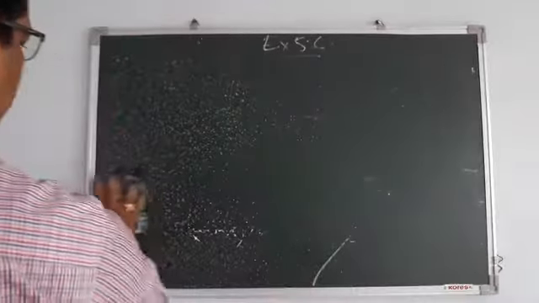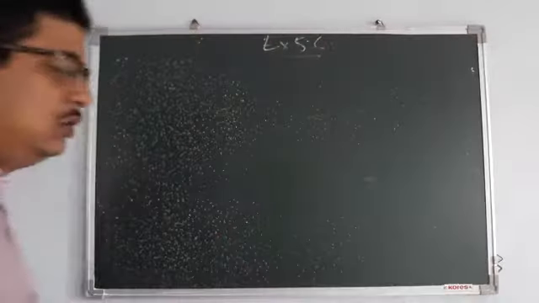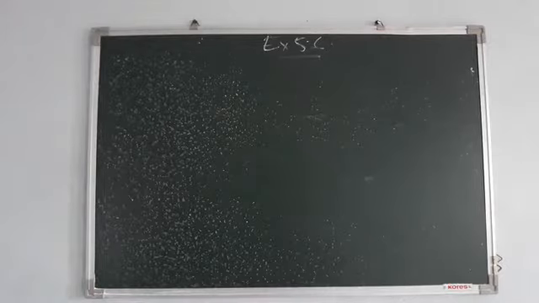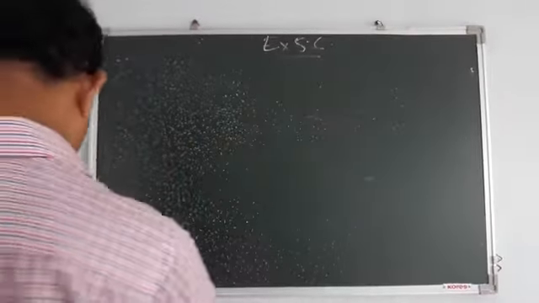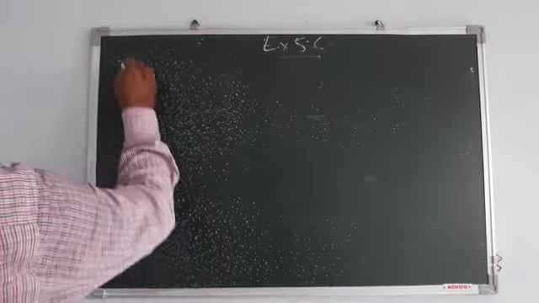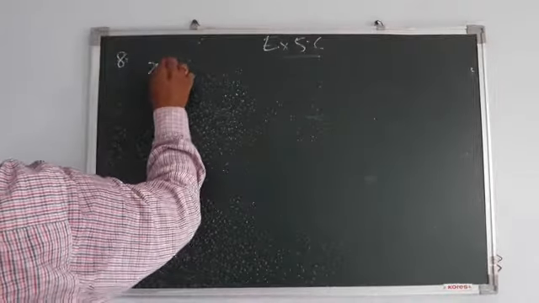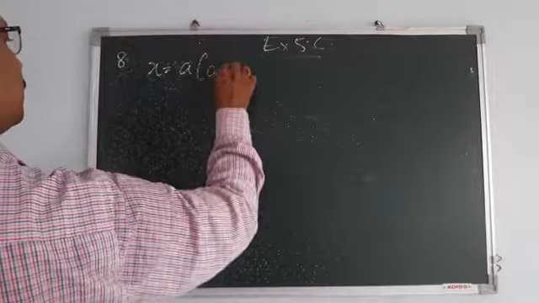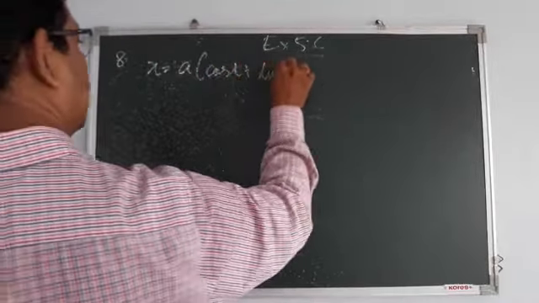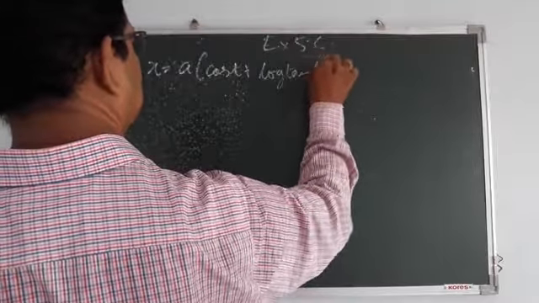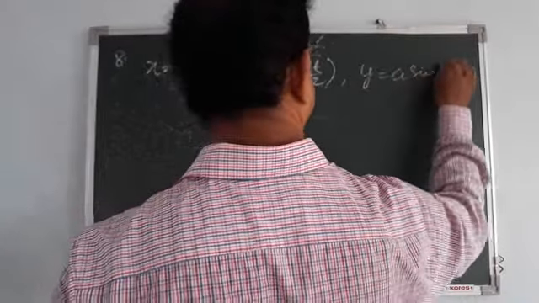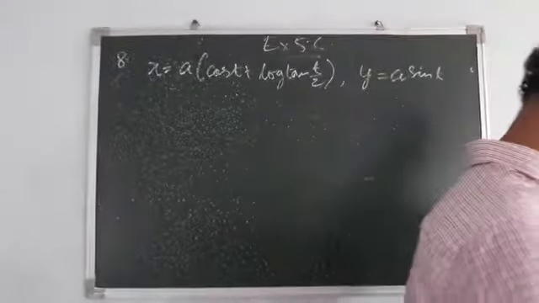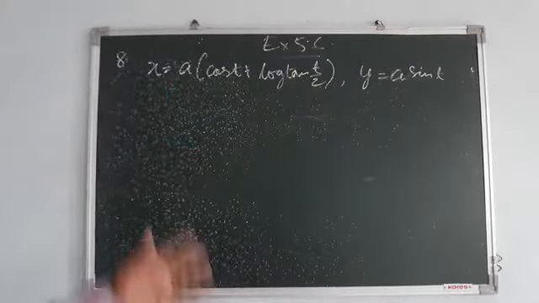So we have to keep patience in doing this type of big calculation sum. So now we will move to question number 8. 8 is given like that. X is equal to a cos t plus log tan t by 2. Y is equal to a sin t. So this is our question.